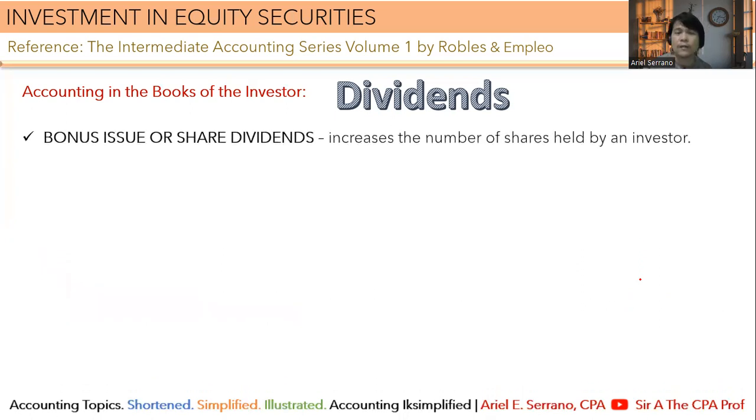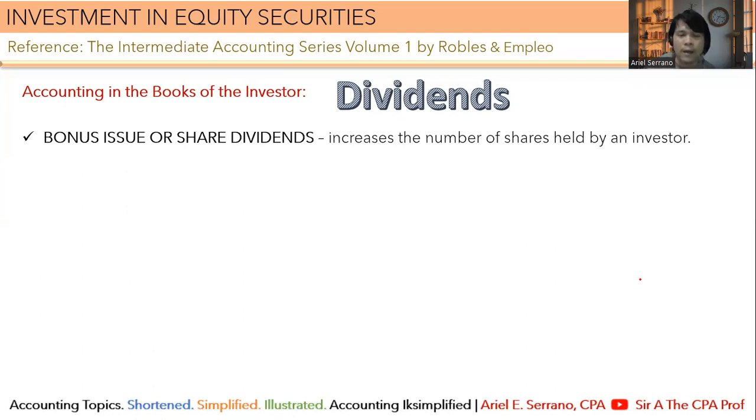Bonus issue for share dividends. These are stock dividends, right? Or share dividends. What is the impact of this on the investor's books? Definitely, it will increase the number of shares held by an investor. For example, you own 1,000 shares, then there is a 10% share dividend. If you have 1,000 shares, multiplied by 10%, you will receive an additional 100 shares.